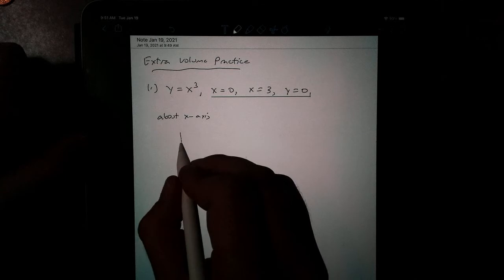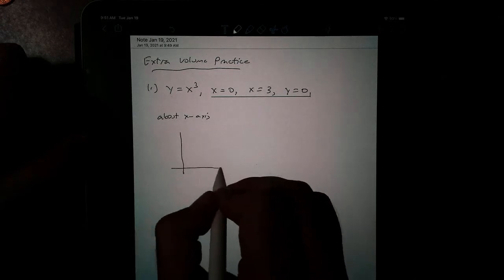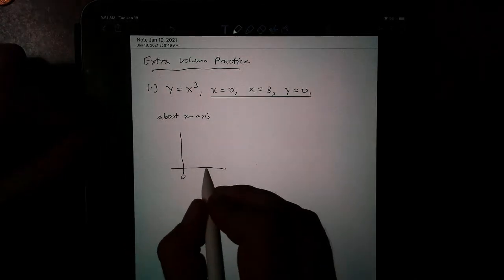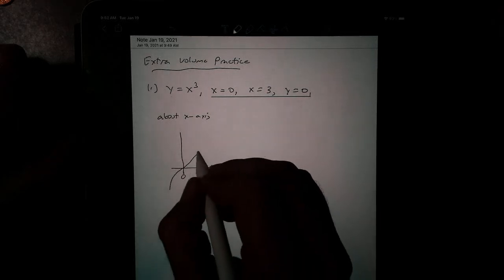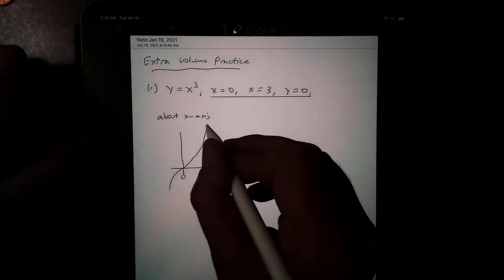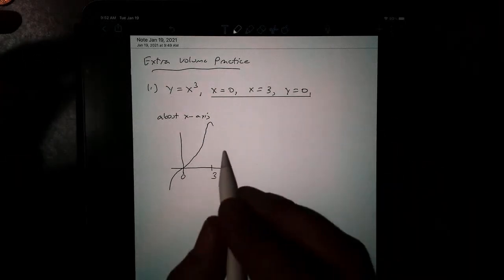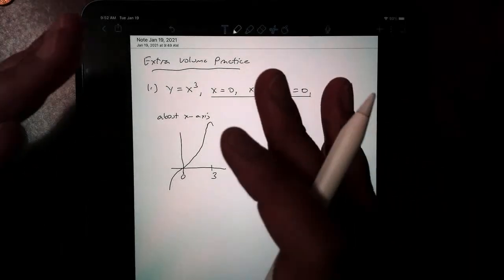So to solve something like this, of course, we're going to graph it. Now again, we're only interested in the first quadrant from 0 to 3. We know what cubic functions look like. They kind of look something like this. There we go. Now, you always have to find the domain. So that's what you also have to find the region.